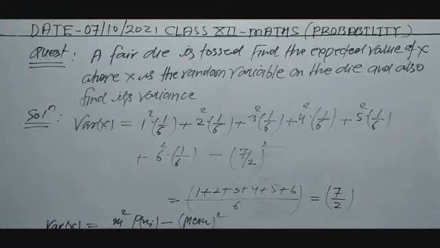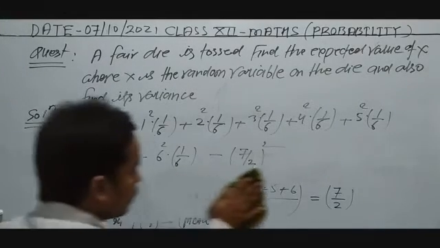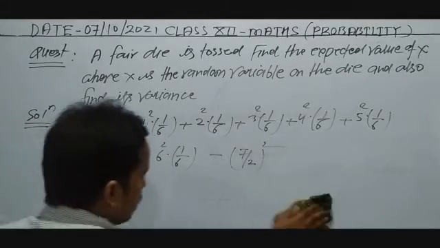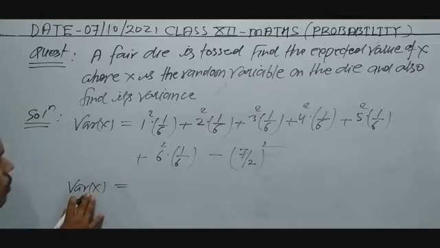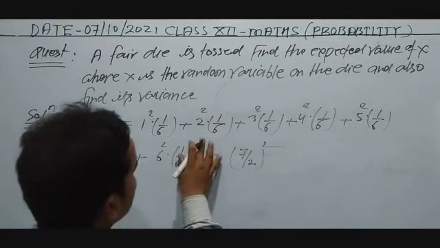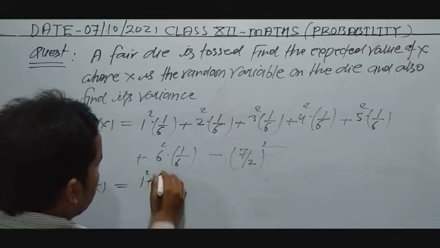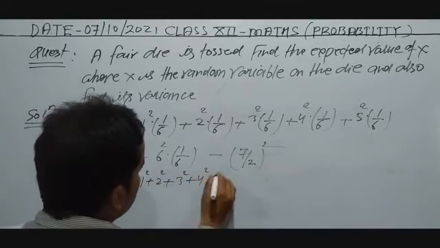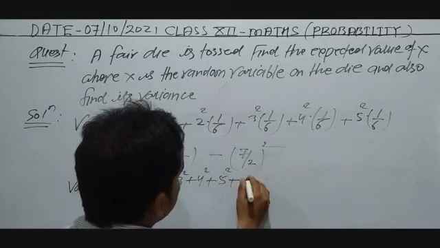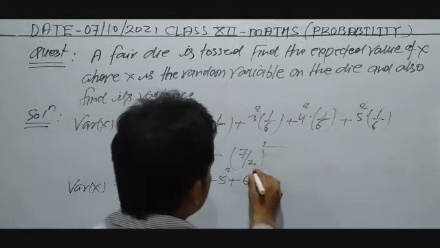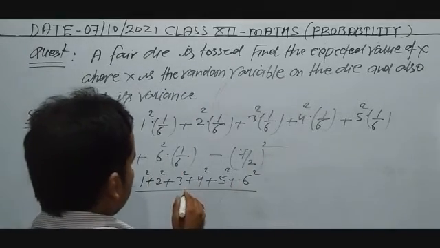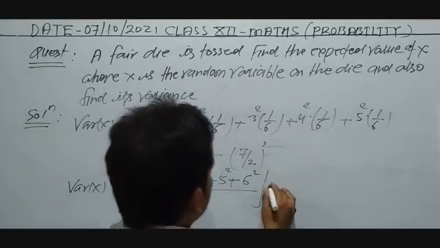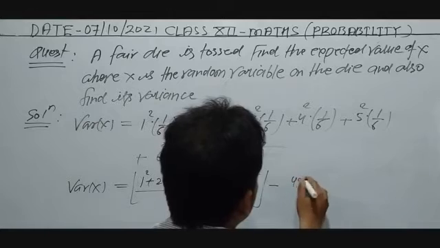Now see, variance of x is equal to 1 by 6 times 1 square plus 2 square plus 3 square plus 4 square plus 5 square plus 6 square, whole upon 6, minus 49 by 4.